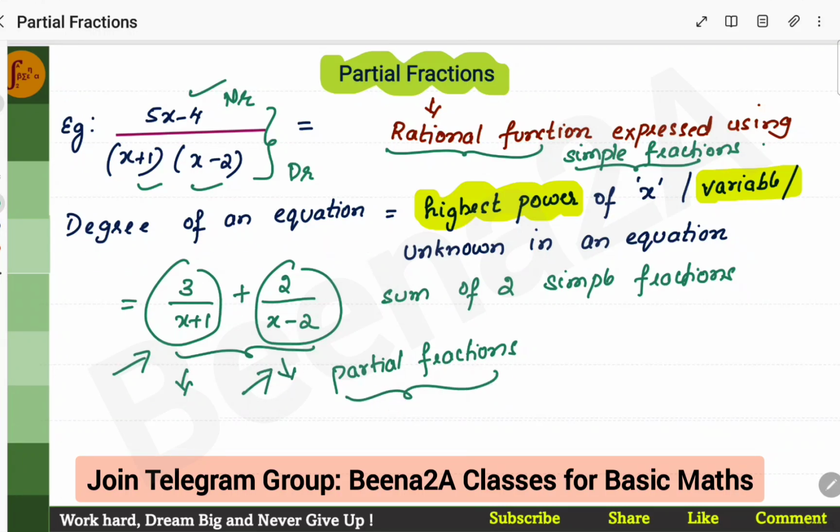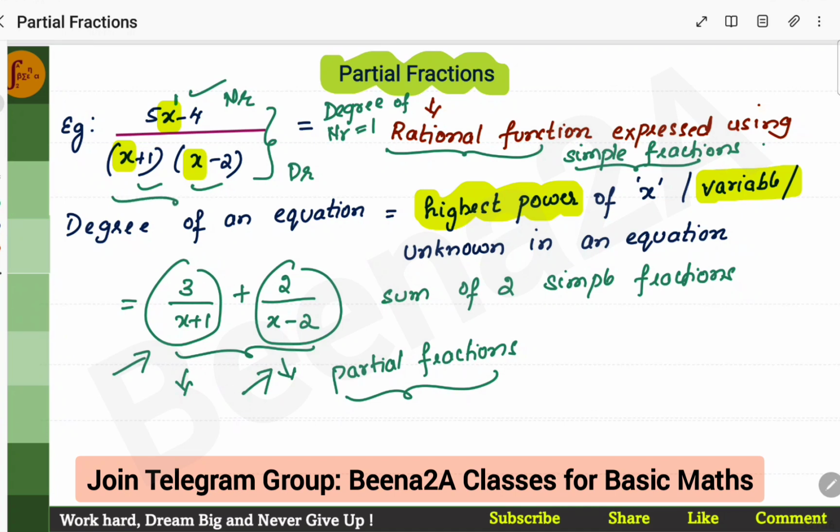Degree of an equation, right? What is the degree of an equation? Degree of an equation is the highest power of x or a variable. So now in this particular rational function, which is the variable? X is the variable, right? So what is the power of this particular x? There is nothing here, which means the power is 1. So if you look at this entire equation, what is the highest power? It's 1. So degree is 1. We call it degree of numerator is equal to 1.